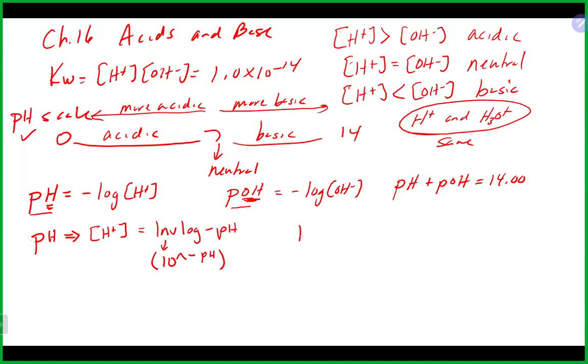We could also do that for the pOH. So if you have the pOH given to you, you can directly from that get the OH minus concentration. It's the exact same calculation, the inverse log of the negative pOH.